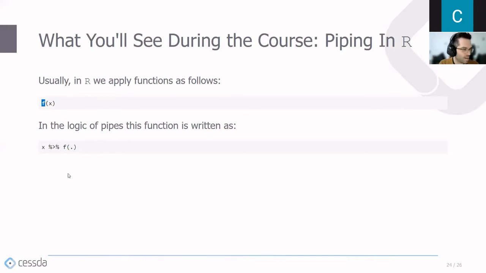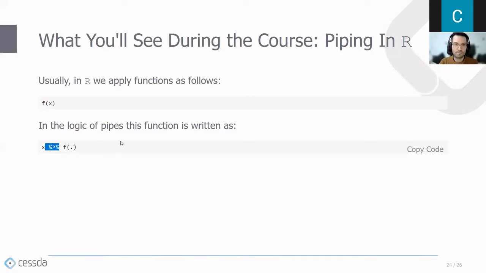And in the logic of pipes, this is disentangled, if you will. So we start with the actual data object or the actual argument, and then we have this pipe operator, and this is then entered into the function in the next step. For this simple function, it doesn't make any sense to write it that way, but sometimes you have nested functions.